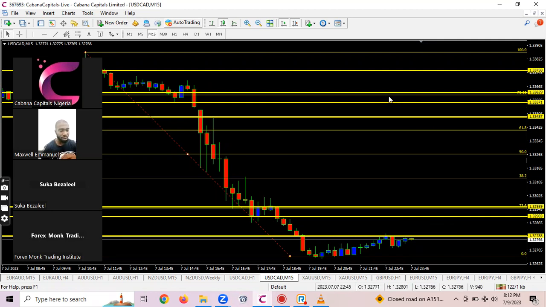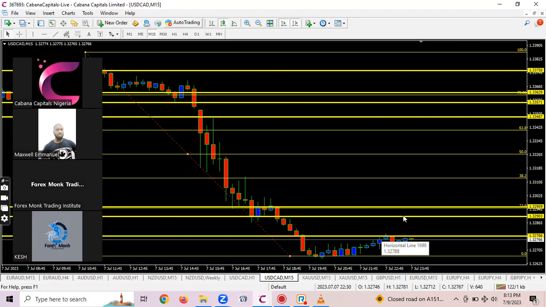I'm still bearish on USD CAD. This week, I'm looking for sell setups on USD CAD. But we should expect a pullback into this zone. So we could also take advantage of the bullish move. If a candle closes above these zones, I would buy USD CAD. That's my take on USD CAD.